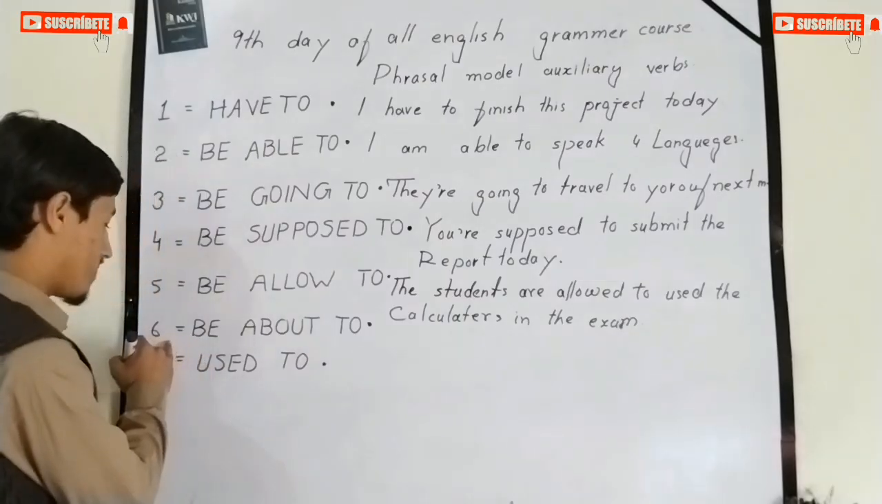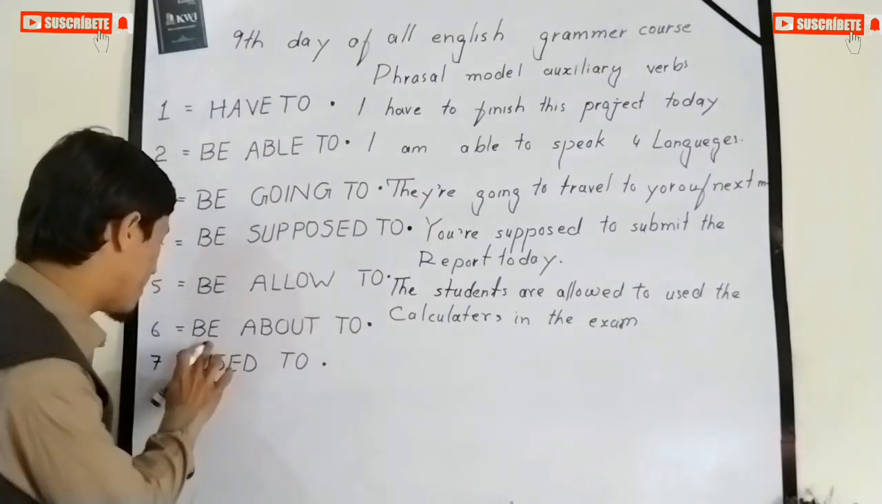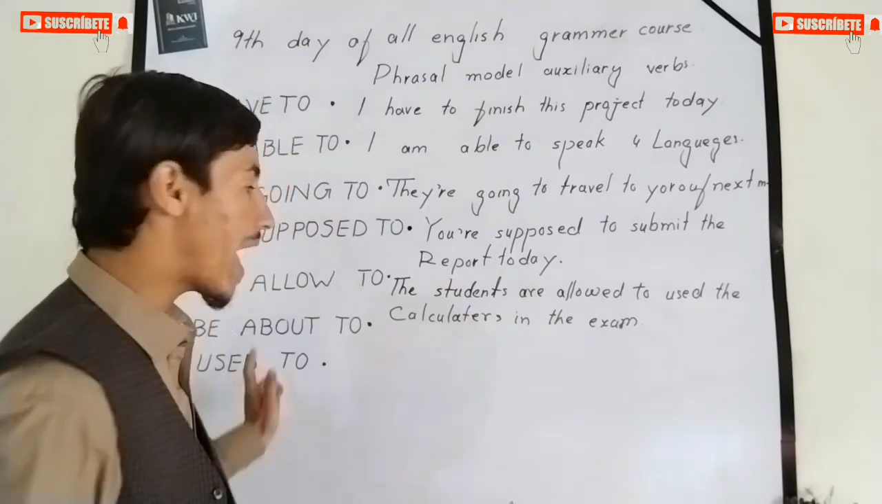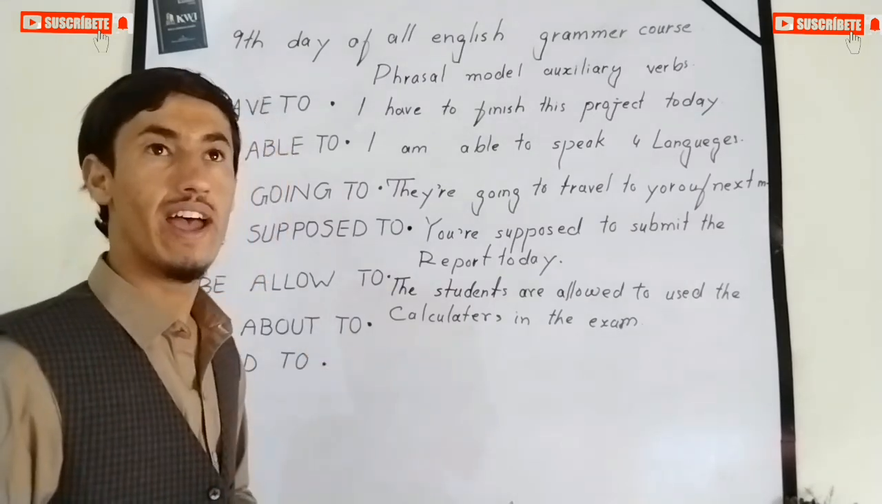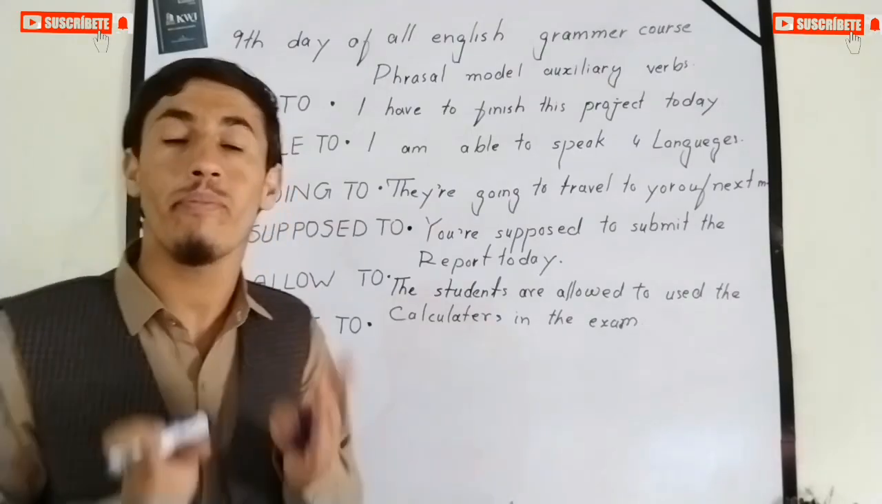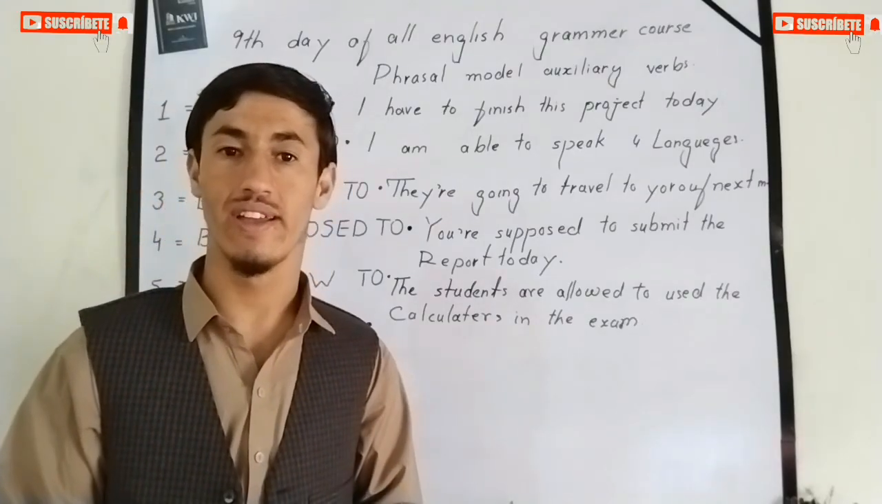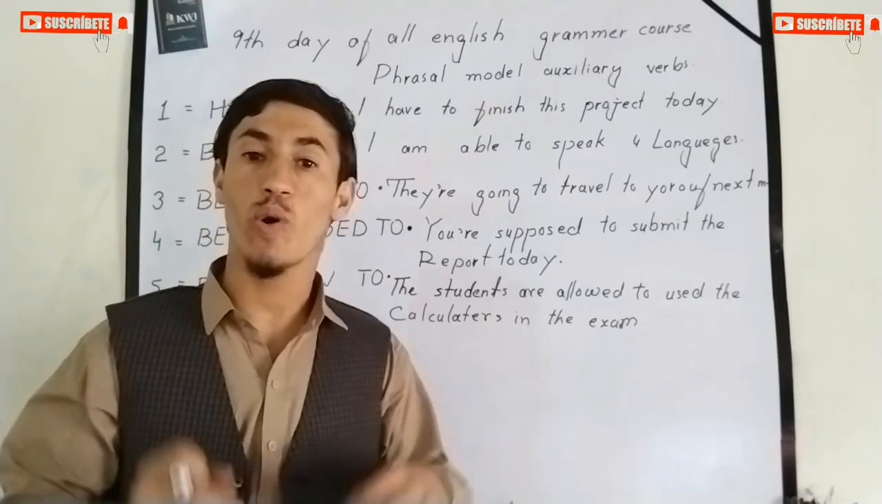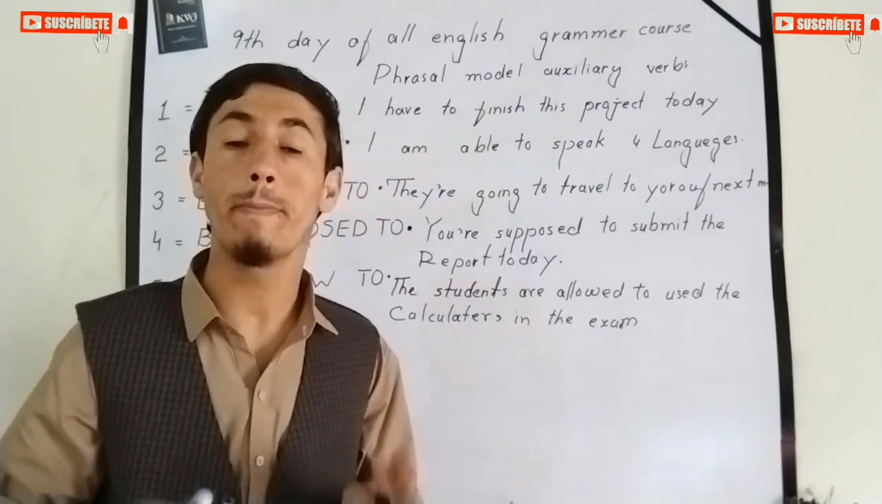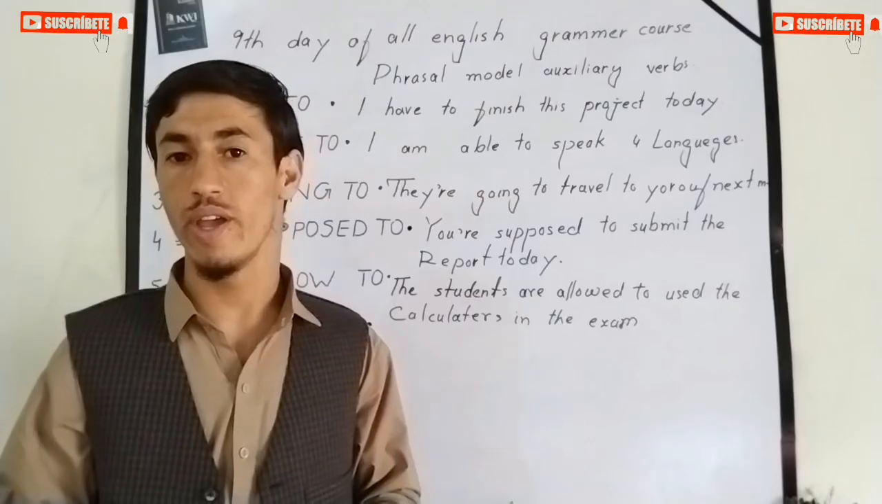And the sixth present model auxiliary verb is be about to. What is be about to used for? Be about to is used for imminent action. Imminent action.